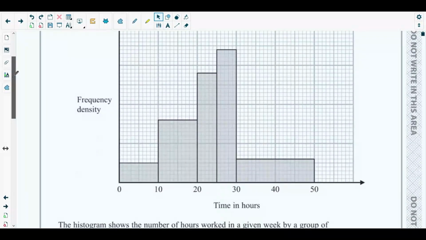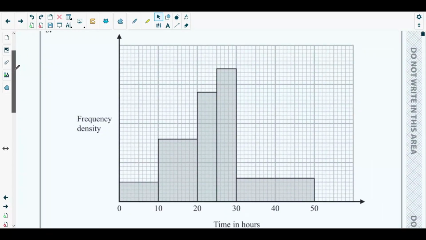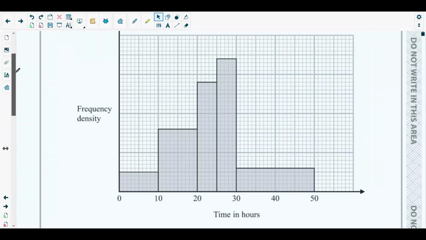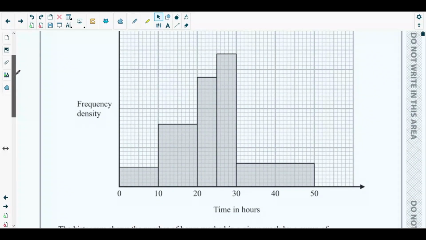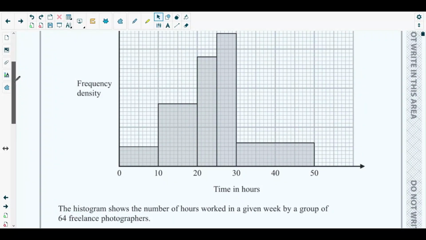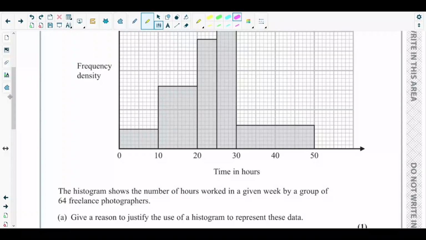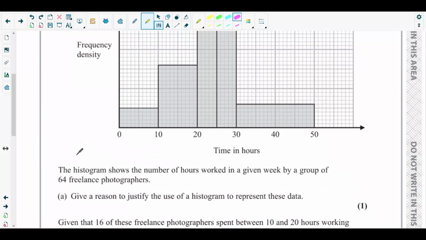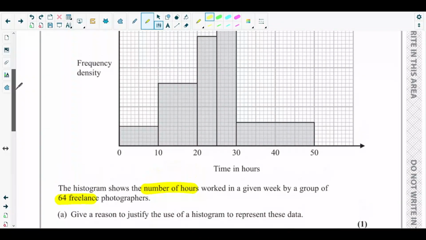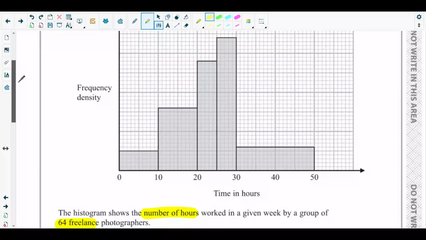Right at the beginning of question number 5, you can see a histogram. We know that on the histogram, along the y-axis it is frequency density, and along the x-axis the quantity is time. Let's see what the question says. The histogram shows the number of hours worked in a given week by a group of 64 freelance photographers.